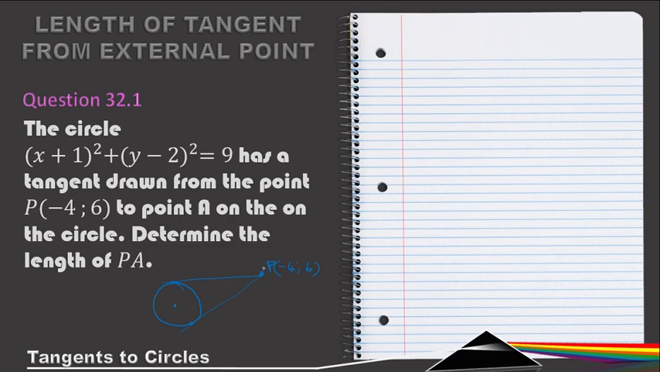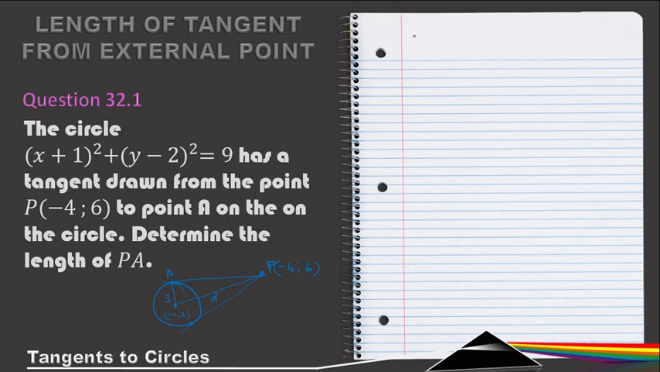So what else do we know? We know that the center of the circle is (-1, 2). We also know that the radius is 3, because radius squared is 9, and we need to determine the length of PA. So point A is on the circle. I've got A here, and we can now just connect these two dots and find the distance between them. Let's call that D.